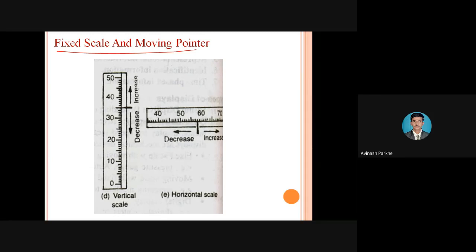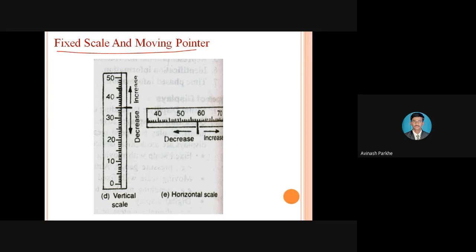But in that, if you think that scale is totally fixed, it is directly printed on that particular vernier caliper. If you take the example of vertical height gauge, again it is one of the instruments which is used to measure the height. In that vertical height gauge, again the scale is provided in the vertical manner, but it is totally fixed. Only the pointer is movable.